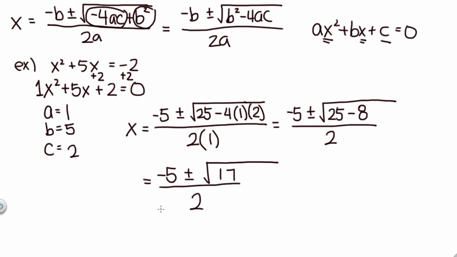So the two solutions are going to be negative 5 plus the square root of 17 divided by 2, and the other one is going to be negative 5 minus the square root of 17 divided by 2. But you can just leave it as plus or minus instead of doing the two separate ones. And then we're done. So this is our solution set.